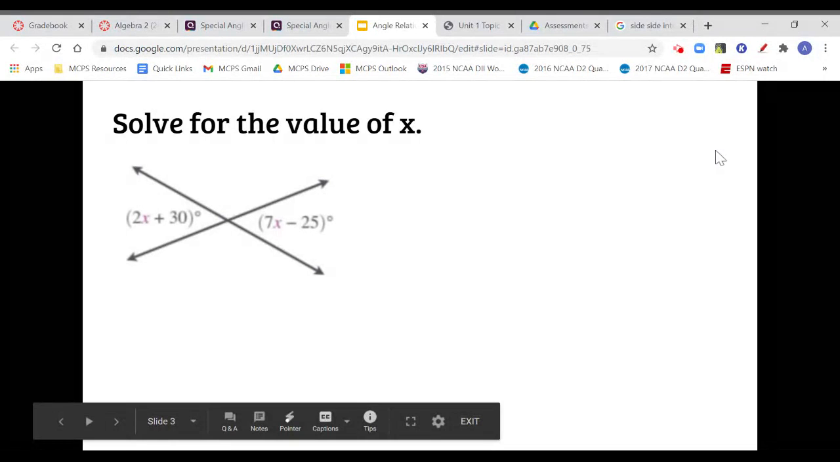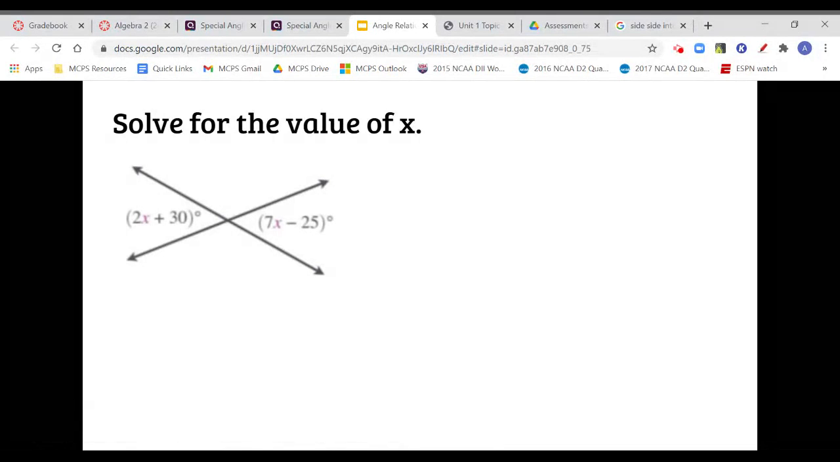So here we have a diagram and it asks us to solve for the value of x. We can see two intersecting lines here, and on one side is the expression 2x plus 30 degrees, and on the other side it says 7x minus 25 degrees. So I need to determine if these two angles are congruent, supplementary, or complementary. And the first step to doing that is going to be to identify the name of the angle relationship here.